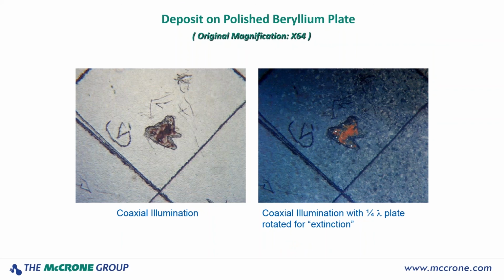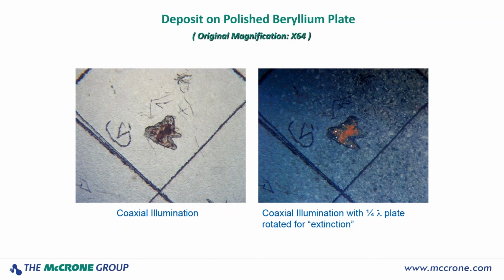Here's an example of a deposit that we put onto polished beryllium plates. We typically use beryllium plates if we're going to do some work with the scanning electron microscope to get some elemental composition information from the materials. So on the left-hand side, we have what is known as just the regular coaxial illumination, and we can see the dark region within the deposit on the surface of the plate.